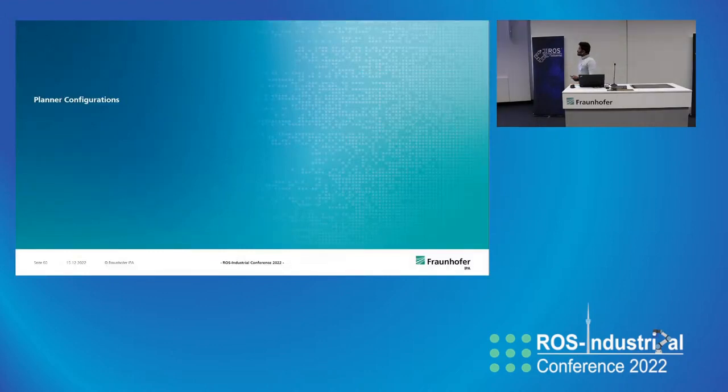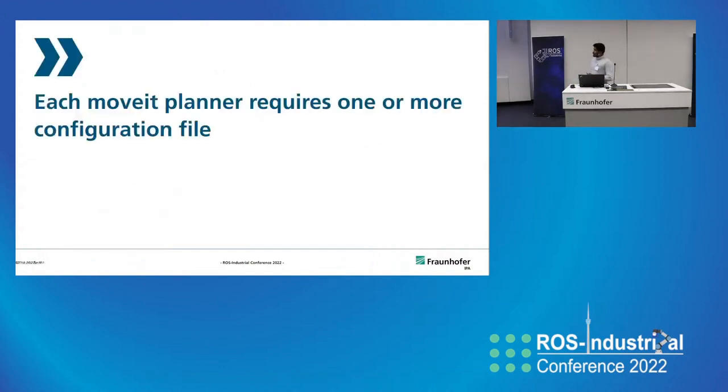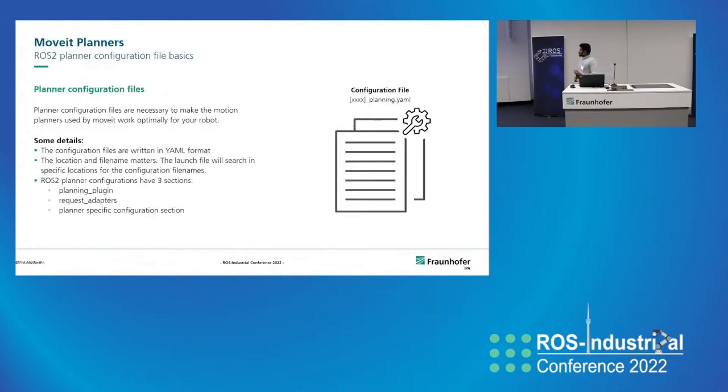So planner configuration is very important for MoveIt. There are a few planners that are available, which are CHOMP, which is a gradient-based trajectory optimizer, and then you have OMPL, which is the default motion planner for MoveIt, and then there is Pilz, the trajectory planner for standard motions like point-to-point, linear and circular motions. So based on the application, we can select which planner we need, and each MoveIt planner requires one or more configuration files. And where do we find these configuration files?